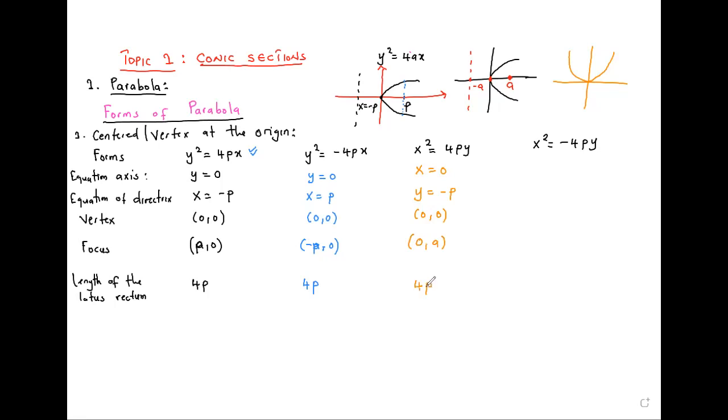If you have x squared is equal to negative 4py, you still get this is on the y-axis, where x is equal to 0. The directrix is y is equal to p, the vertex 0, 0, and the focus is then going to be 0, negative p. The length is still 4p. So how do we appreciate this?